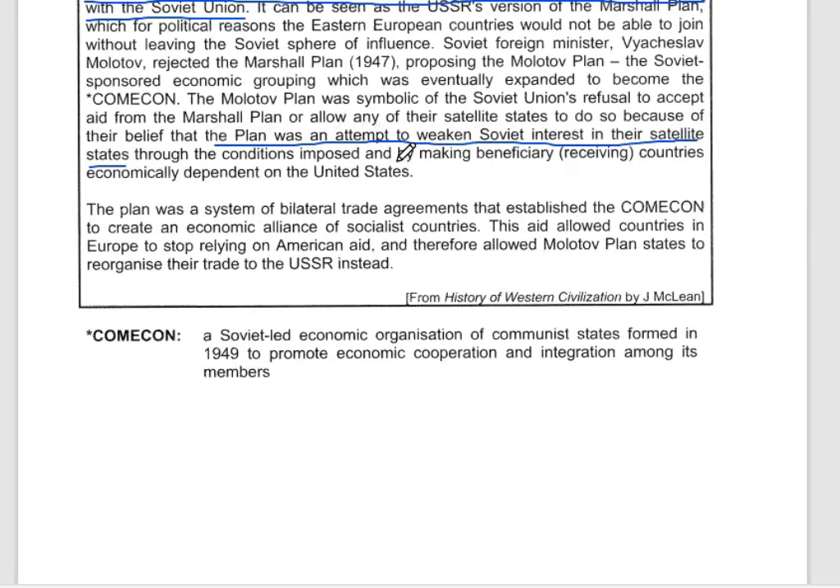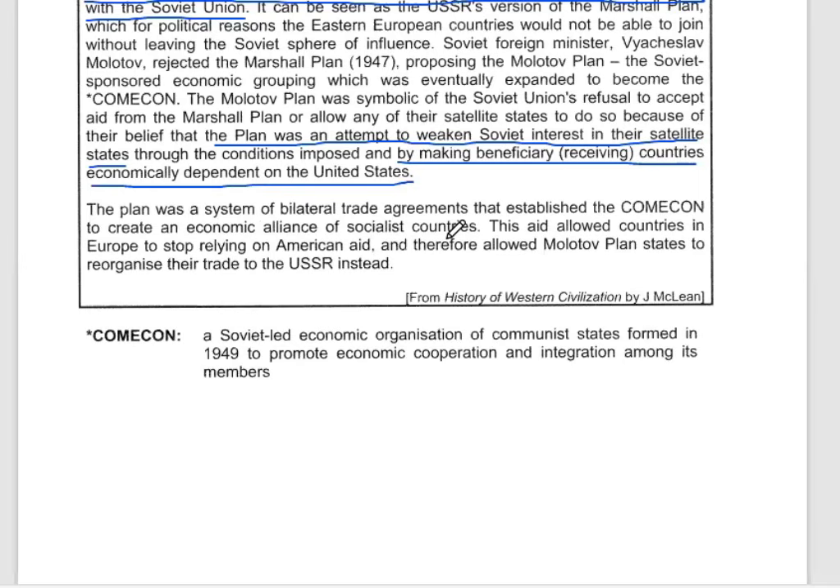And it also says, by making beneficiary or receiving countries economically dependent on the US. So their reason was, there are 2 reasons, if we are to quote today, why they refused. They said the Marshall Plan was an attempt to weaken Soviet interests. They said their acceptance of the plan meant that they were going to be weak in their influence, in their spheres of influence or spheres of interest in their satellite states.